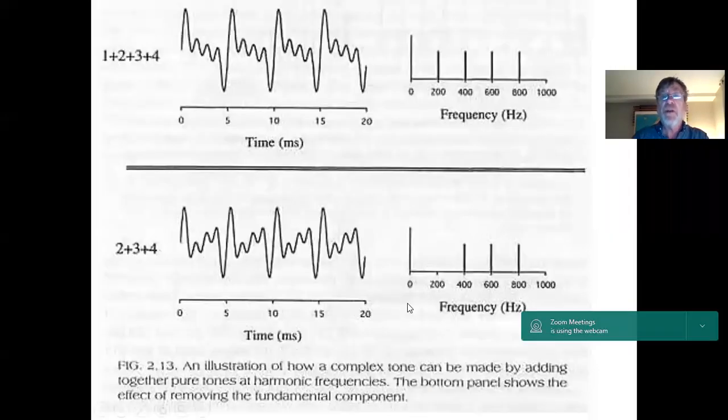There we are. So here are four frequencies, 200, 400, 600, 800, and they're all played together. You have this wave. There's your complex wave. But what happens if you take away the fundamental frequency and you just leave these three? Guess what you'll still hear? You'll hear an overall pitch of 200 hertz. And that's because these are separated by 200 hertz.